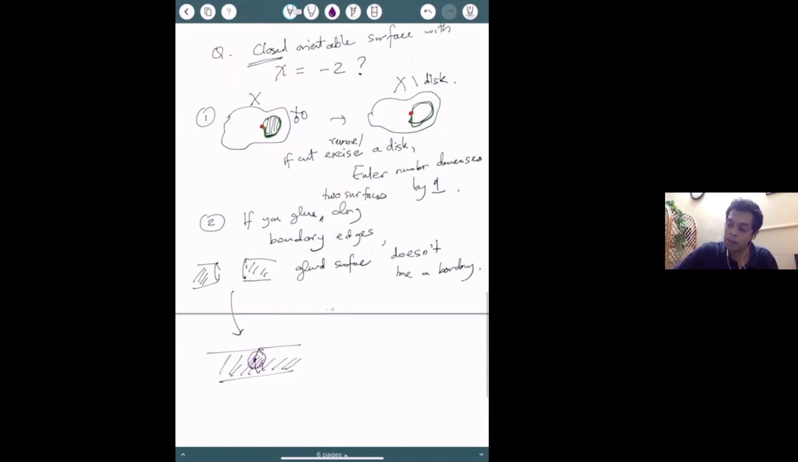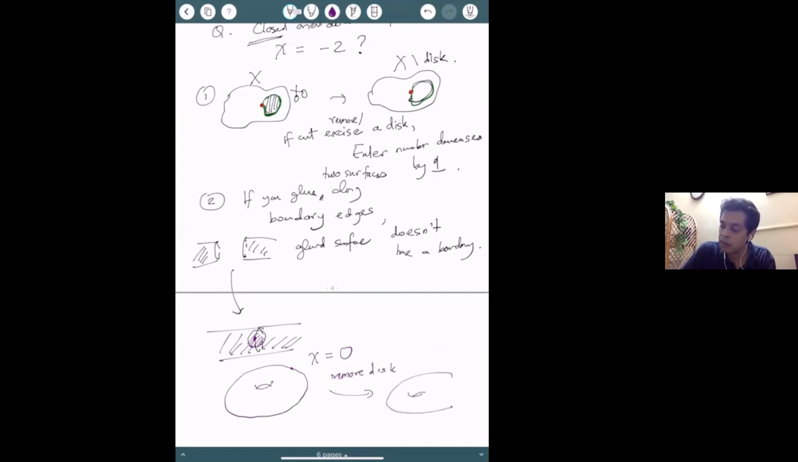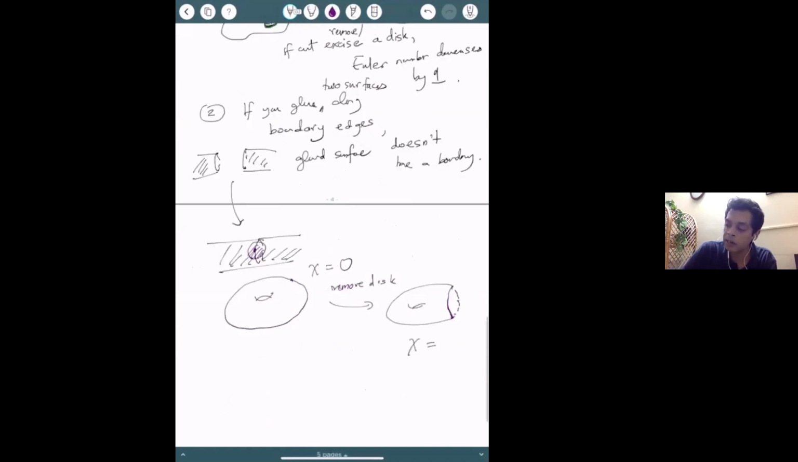So what happens is if you observe these two things, then you might be able to guess what this surface would look like. Well, what you can do is, if you take a torus, which has Euler number 0, and you cut out a disk, remove or excise a disk, then what you get is a torus, but now it has a hole, right? So that has Euler characteristic, Euler number -1. Now it's a surface with boundary.